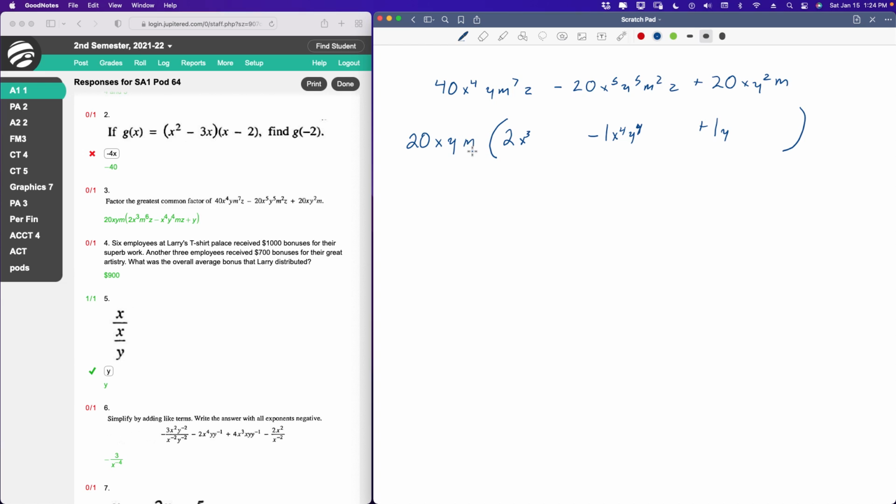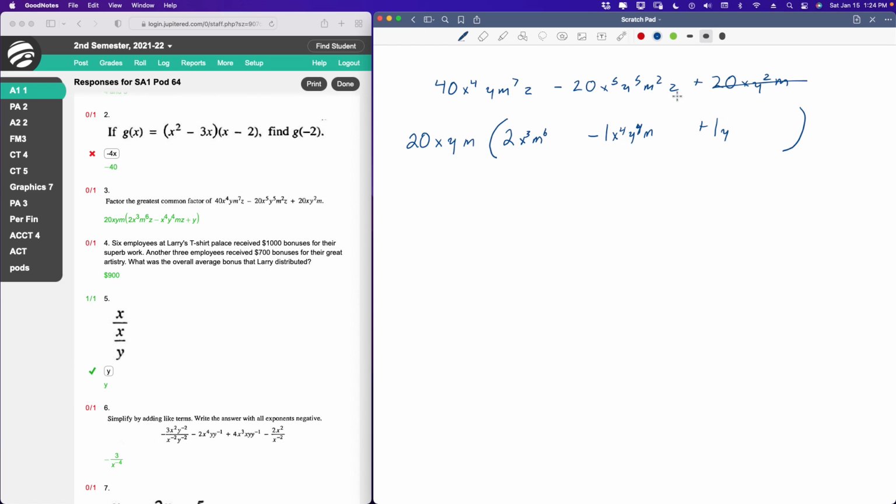All right, now let's look at m. We have m to the 7 here, m to the 2 here, and m to the 1 here. M to the 1 means we can only take one m out of all of these. So m to the 1 from m to the 7 just leaves m to the 6. m to the 1 from m to the 2 leaves m. And then m from m, this m goes away. So this one's done. We've taken everything out of it, so we can cross through it.